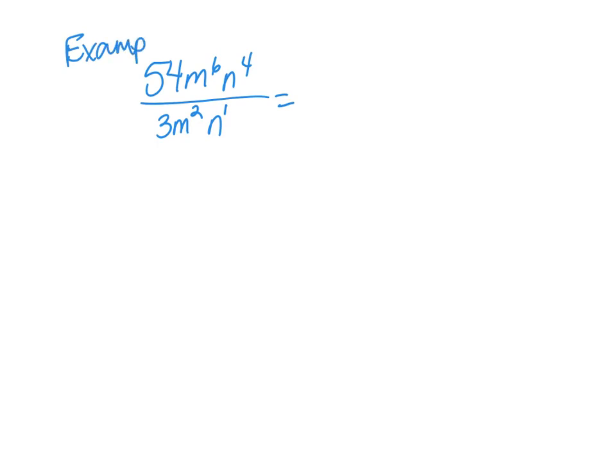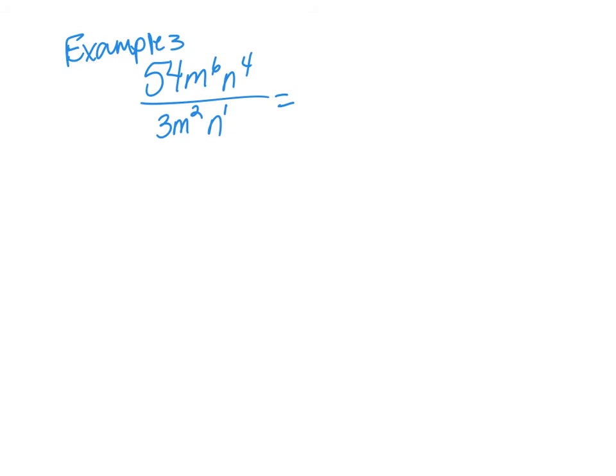So quotient rule example. This one says 54m to the 6th n to the 4th divided by 3m squared n. Remember, on the bottom, if it's just n, it's like n to the 1. So I'm going to go ahead and put a 1 in there. You don't have to put the 1 in there, but I like to.